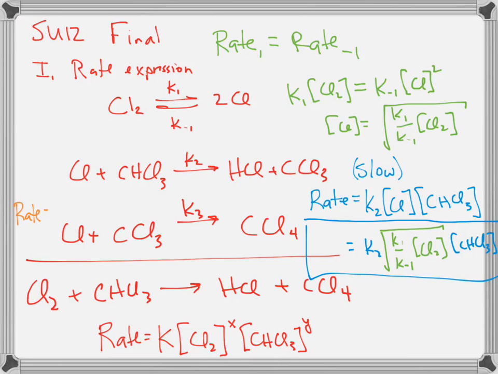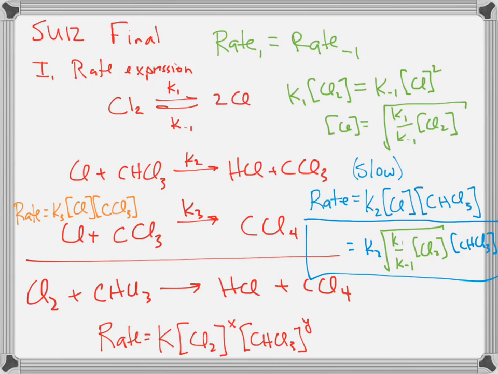Rate equals K3 times the concentration of Cl times the concentration of CCl3. Do we know the concentration of Cl? Does that show up in our overall rate expression? No. Do we know the concentration of CCl3? No. What does that mean?